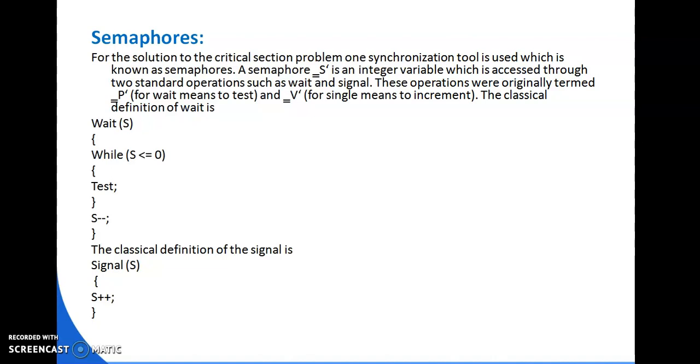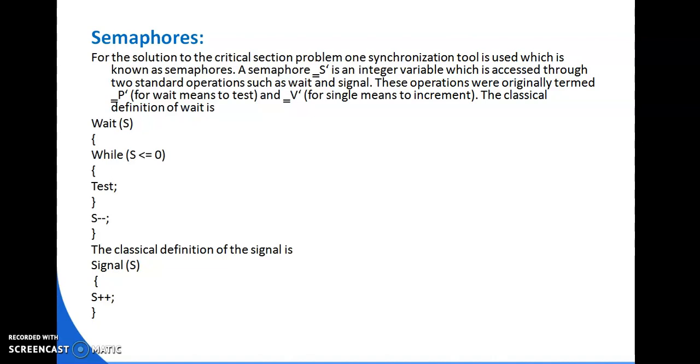That means we can use a semaphore to deal with the n-process critical section problem. The shared semaphore here is mutex, which stands for mutual exclusion, initialized to 1, and each process Pi is organized accordingly.